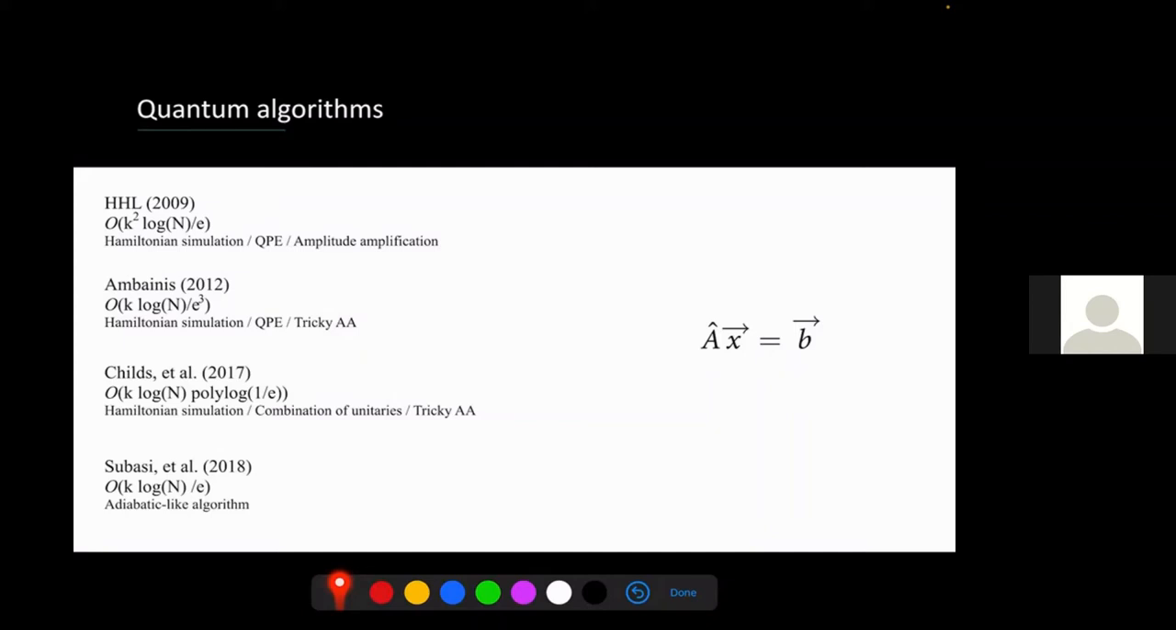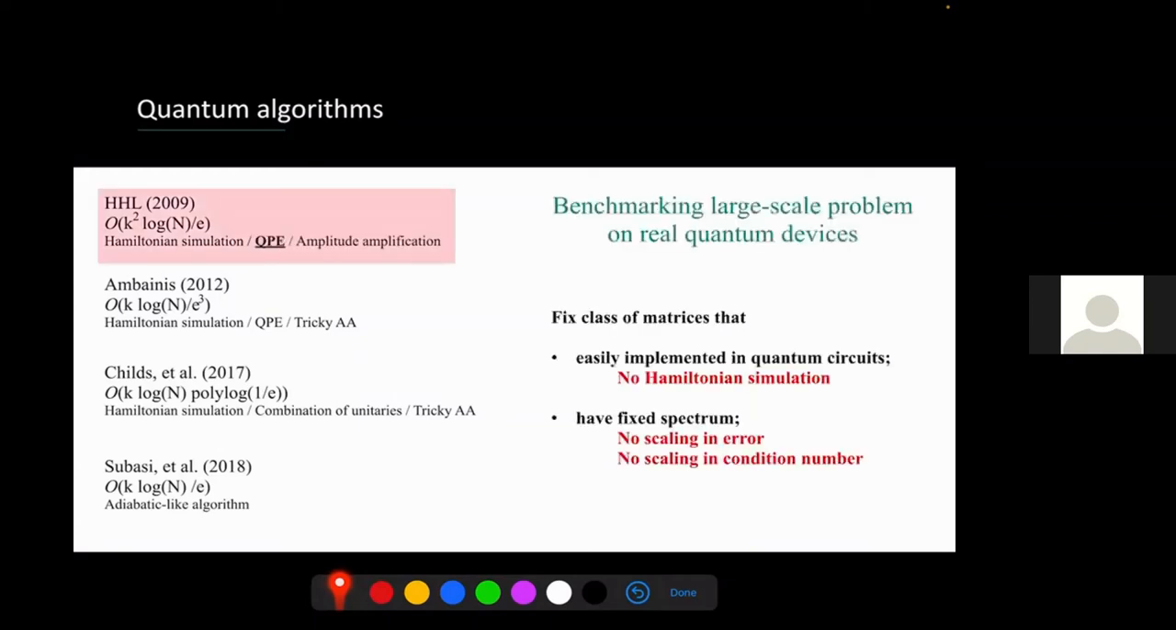But basically, in order to really test these algorithms and to implement a large scale version of them, we focused on the first implementation, the first introduced HHL algorithm, which is based on the quantum phase estimation algorithm, that we are going to benchmark on real quantum devices.